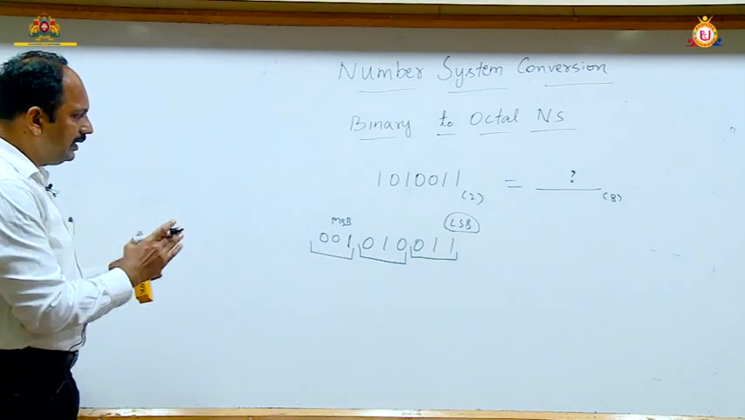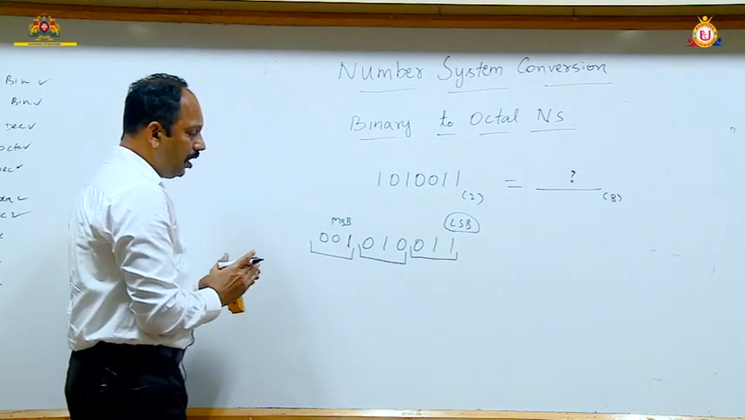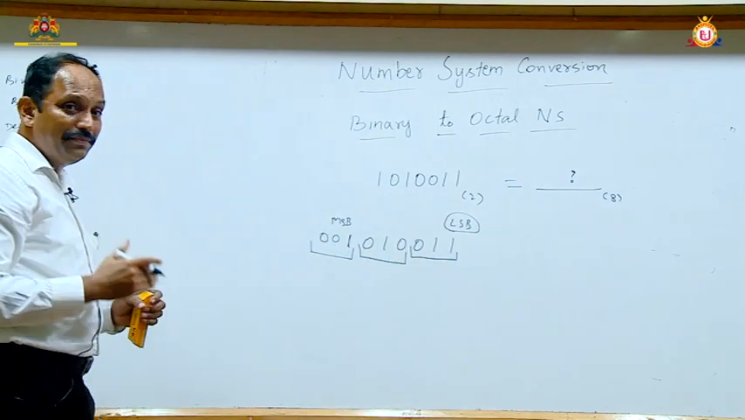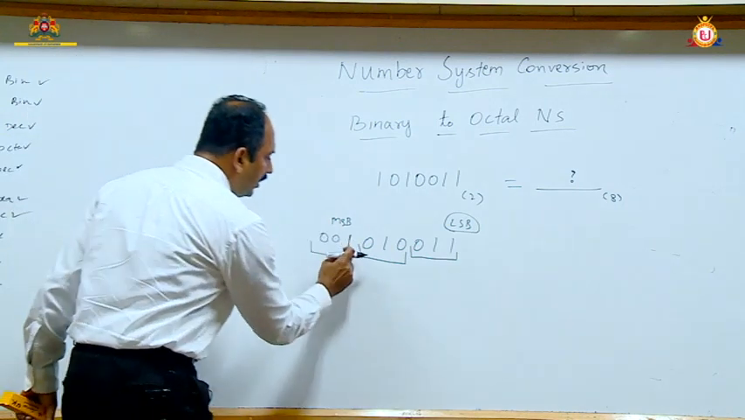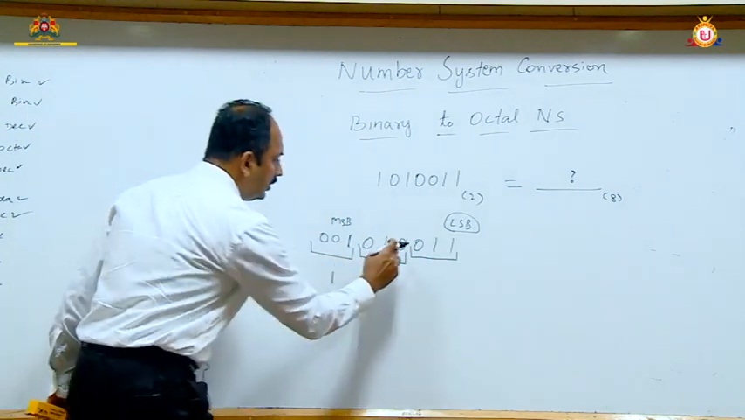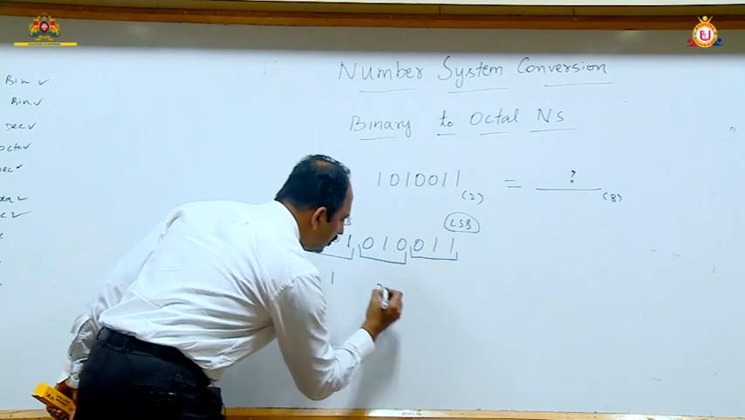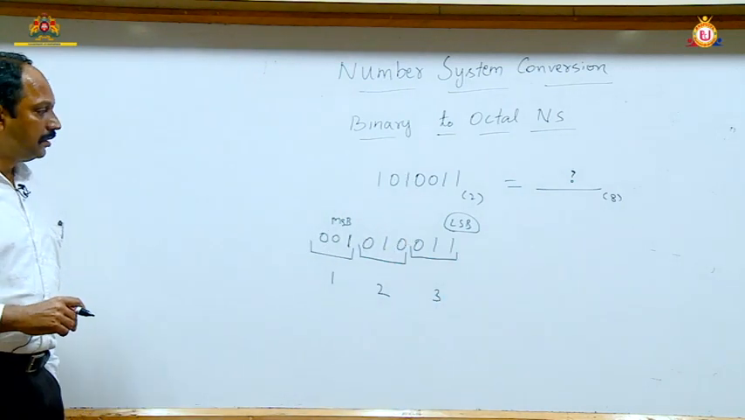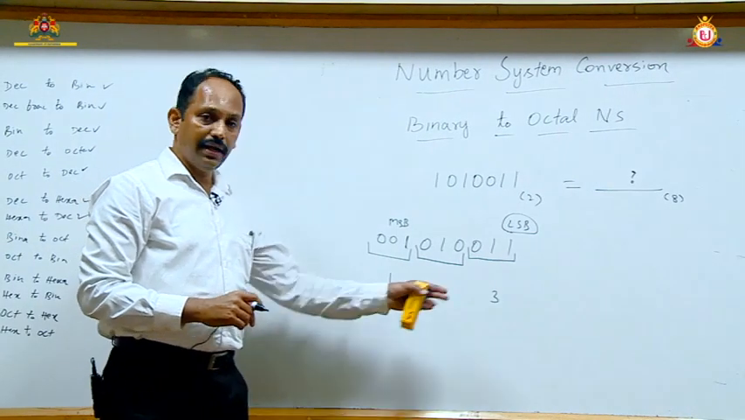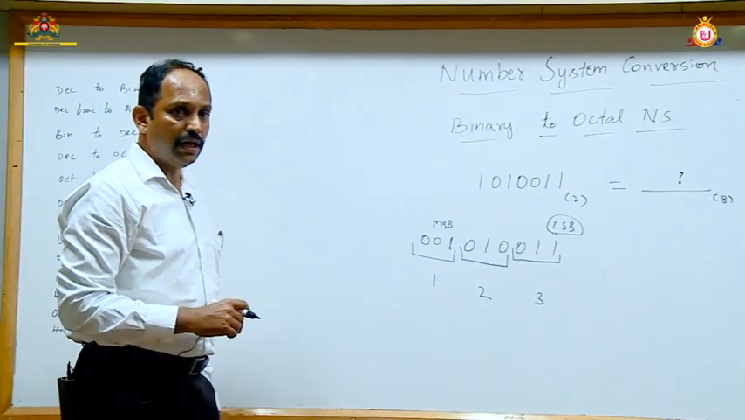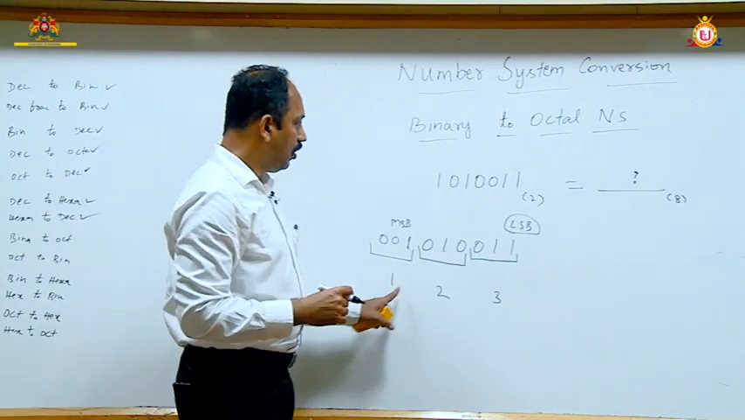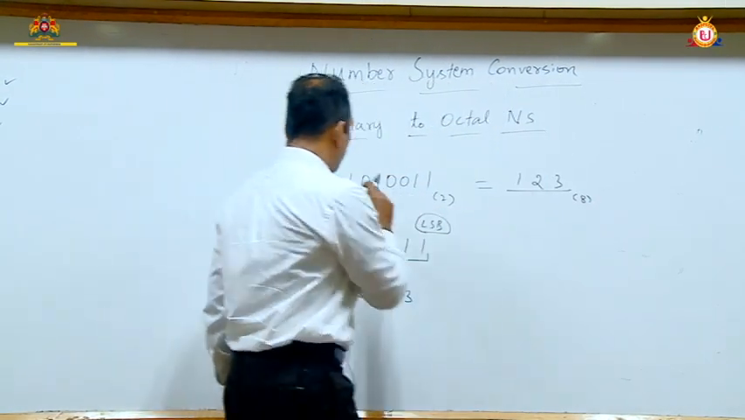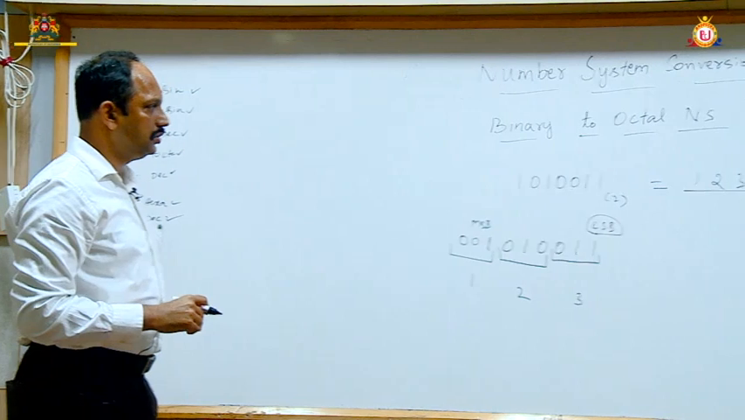Like this you just write, by making groups of 3 binary digits and finding their decimal equivalents. What is the decimal equivalent of this? It is 1. What is the decimal equivalent of this? It is 2. What is the decimal equivalent of this? It is 3. Is our answer correct? You can easily compute and find out. Now this 1, 2, 3 is the octal equivalent of the binary 1010011.